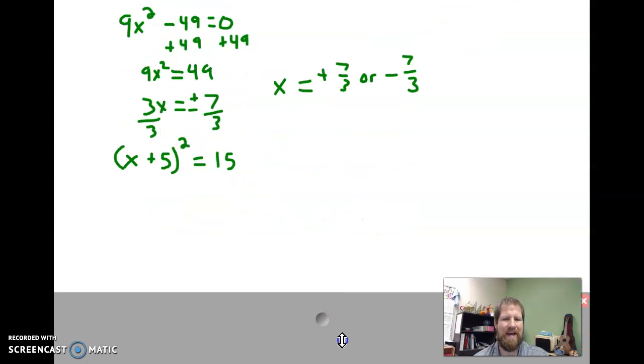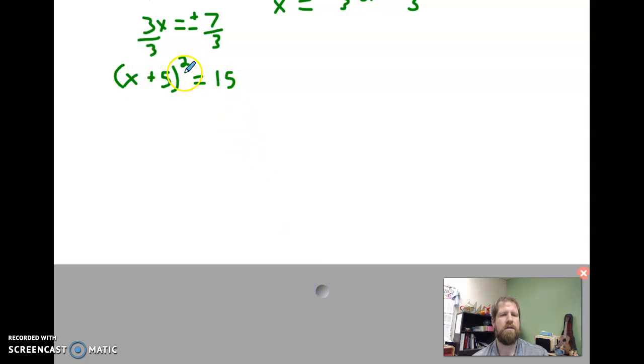This last case gives me a little bit different answer. I've got my binomial factor. I'm squaring x plus 5, and so right now I am ready to take the square root of that. I'm going to change this to be 25 so we can work with integers. If I take the square root of both sides, I've got x plus 5 equals positive or negative square root of 25, which is 5.